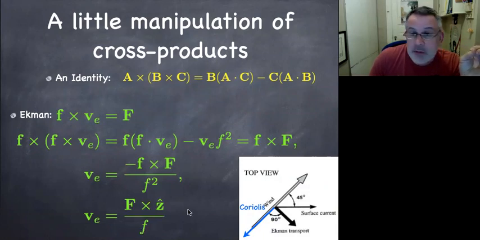This is a lot simpler formula than the one we were using before, because now it just tells you what direction the Ekman flow is in. Friction force cross Z over F works just fine unless F is 0.